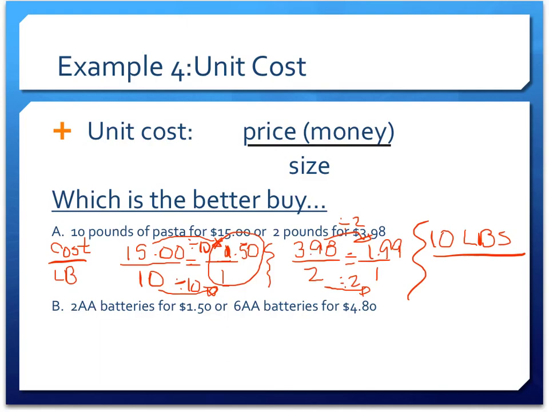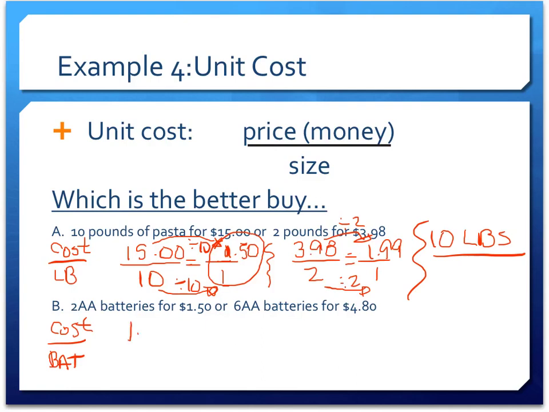In our next example, we have buying batteries. I can buy 2 AA batteries for $1.50, or I can look at buying 6 AA batteries for $4.80. So again, I would want to find out what would be the cost of one battery. So I'll set up my comparisons. Again, I want to find out what is the cost per battery. So those are the two things I'm comparing.